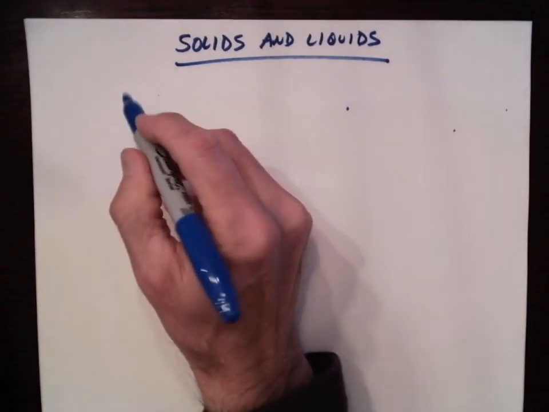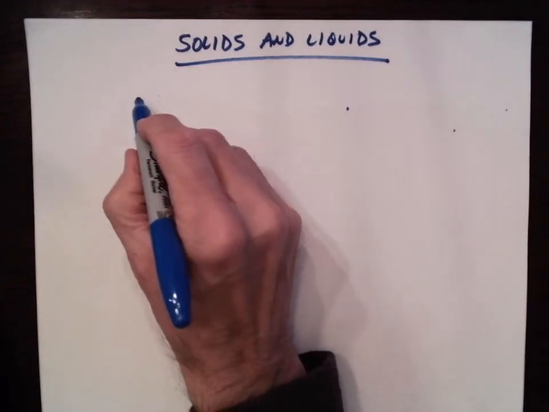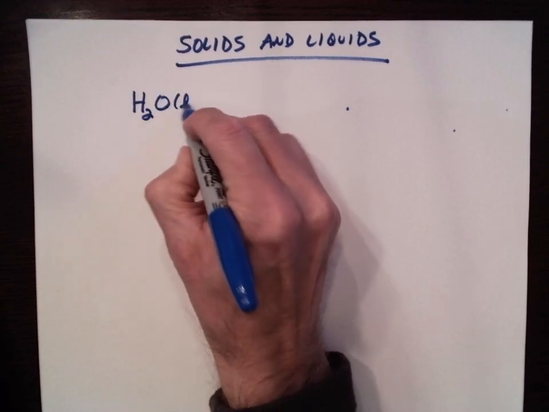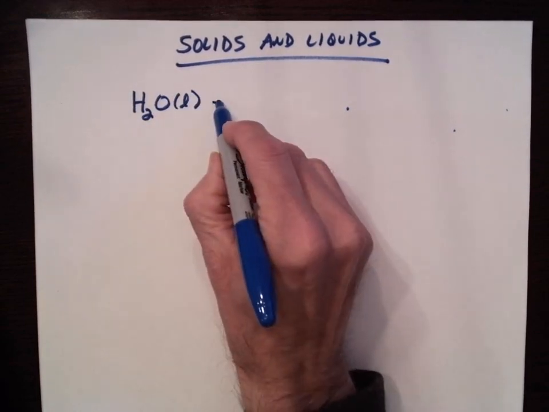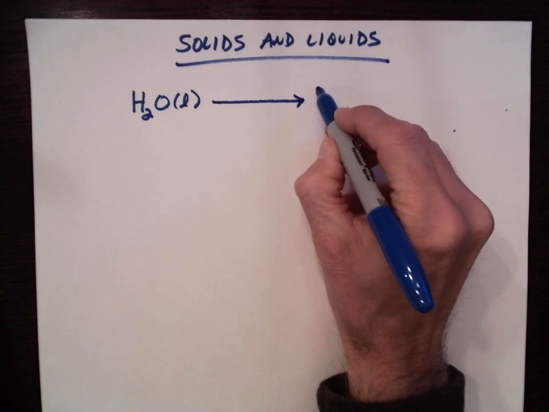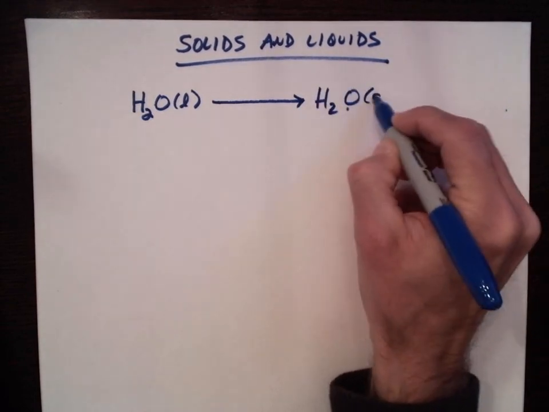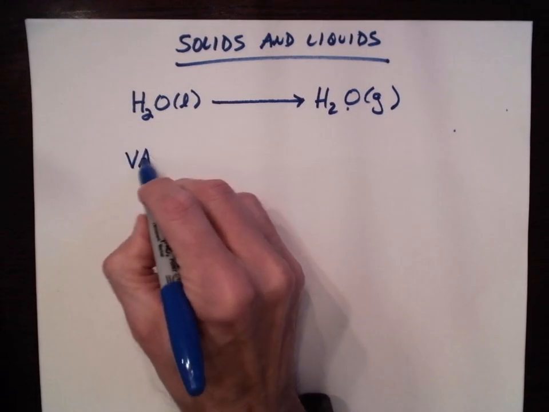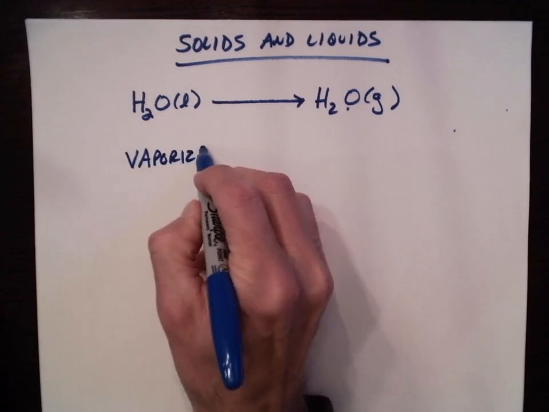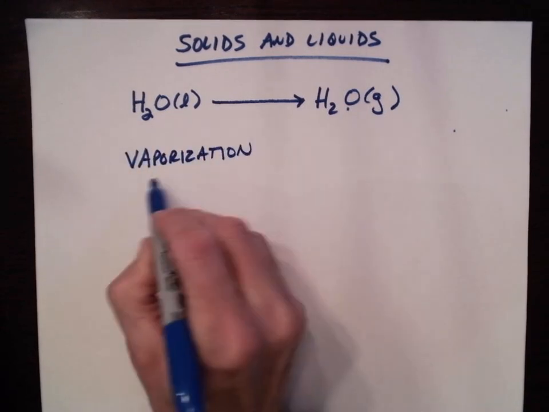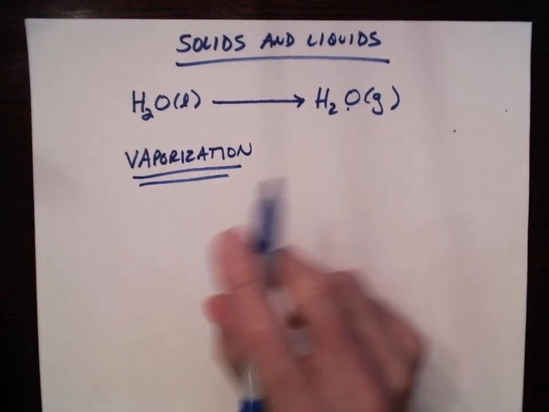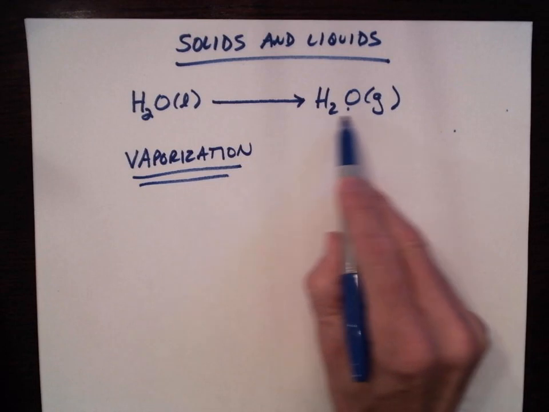Let's look at the process of vaporization. So if we have a liquid like water, that liquid can vaporize, go to the gas phase, and this particular process is called vaporization. And there is an energy associated with this process of vaporization for any liquid. You should recognize it's going to be an endothermic process.